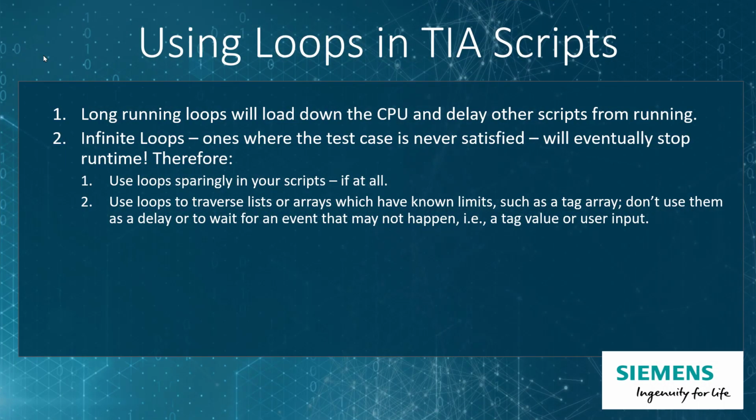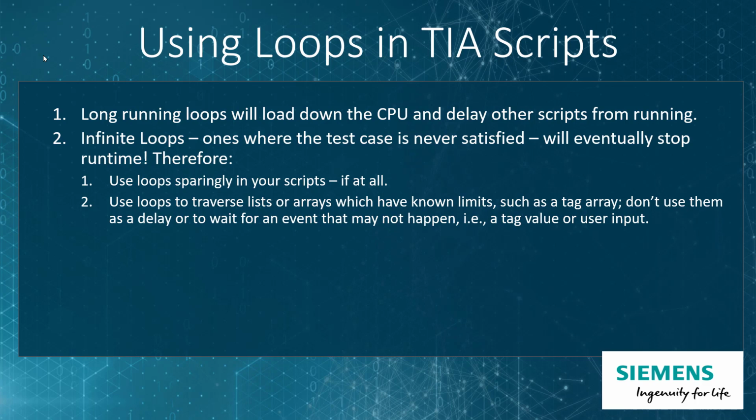So in finishing up our section on loops and scripts, there's a few things I'd like to point out. Number one, loops take up a lot of CPU power. Long-running loops will load down your CPU and delay other scripts from running, so you should be very careful when using them. You can also have an infinite loop, one where the test case is never satisfied and therefore never stops the loop. This will eventually stop your runtime and you'll end up rebooting. Therefore, use loops sparingly in your scripts, if at all. If you can find another solution to do the same code, then do so.